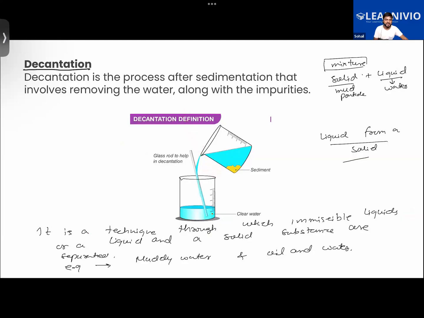It's the process done after sedimentation, which involves removing the pure water along with the impurity. So we take out this pure water, and the impurity will be left here. Yes, Halima, what is the role of the glass rod? We use this glass rod so that the water is not spilled outside of the glass beaker.